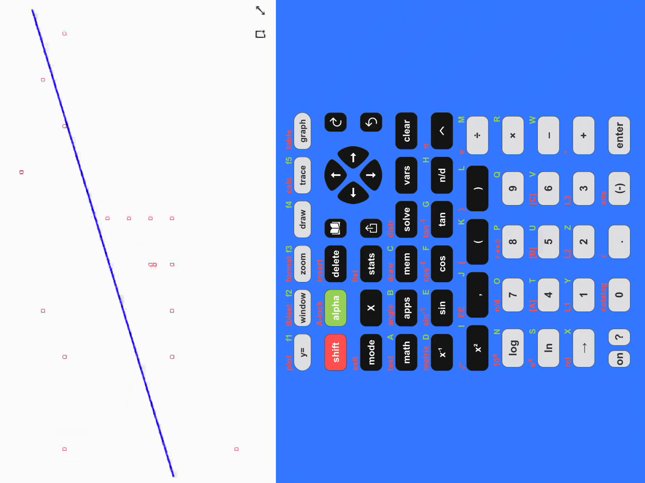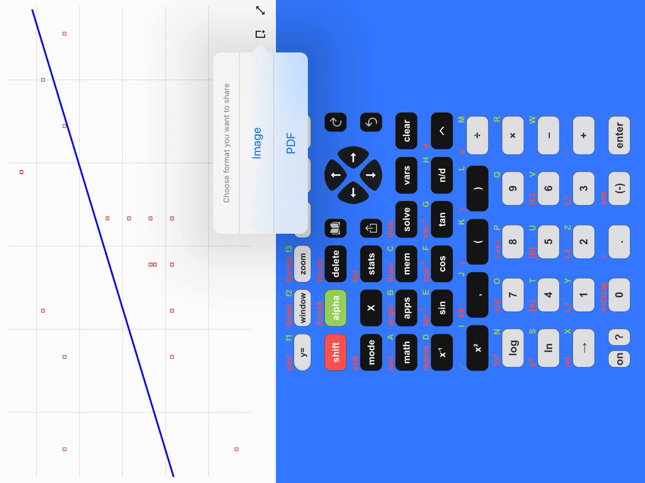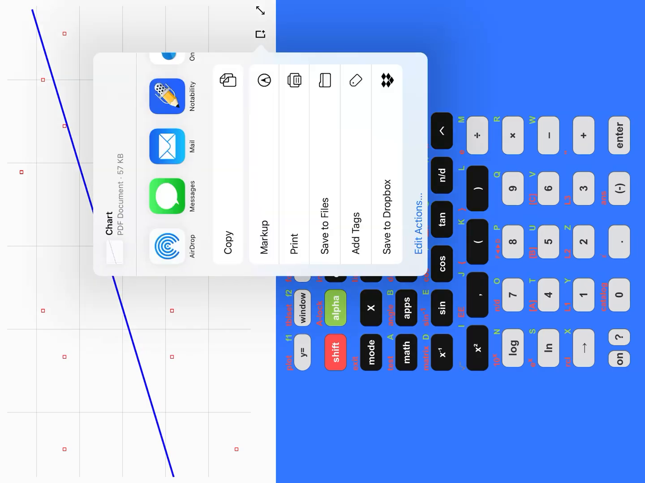Okay, I wonder what this button does. Choose what format you want to share. I don't know. Let's click on back right on it. If I change it into a PDF, let's see what happens.